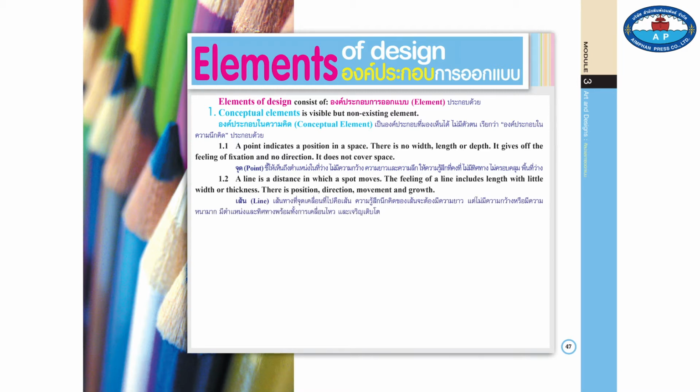1.2. A line is a distance which a spot moves. The feeling of a line includes length with little width or thickness. There are position, direction, movement, and growth.